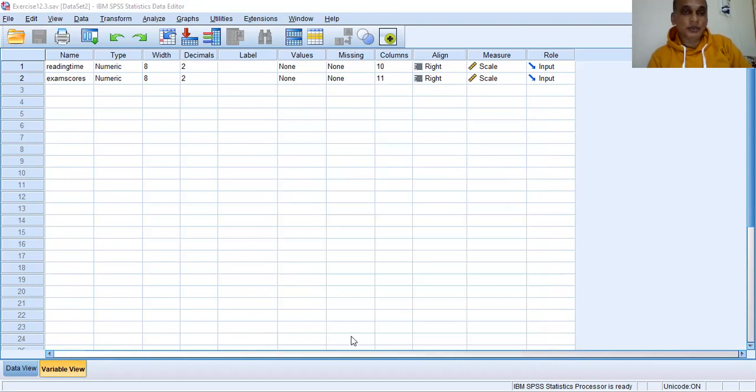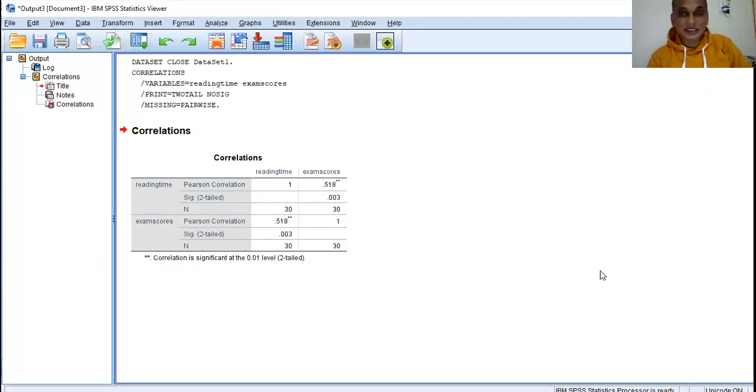And the moment we click on OK, the answer comes in the output file. This output file is before you. The reading time and exam scores are positively correlated with a value of 0.518. So it's a highly significant value, and the significance is 0.003. So it is highly significant. Based on this answer, we can talk about the things which are asked in the question.